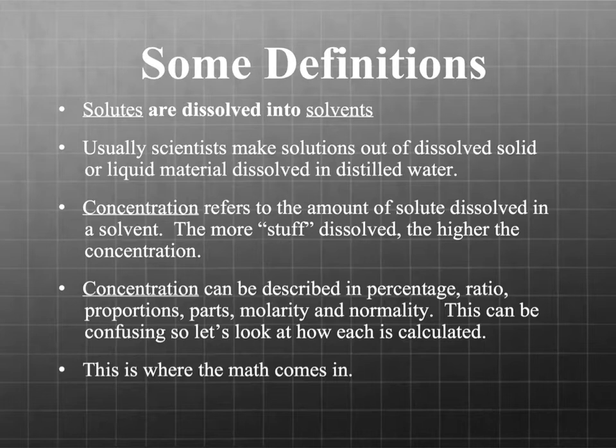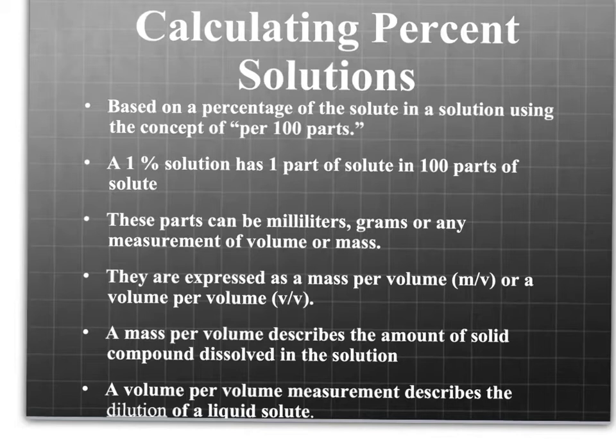So here's where concentration gets a little bit confusing and where we need our math. Concentration is described in a lot of different ways: percentages, ratio, proportions, parts, molarity, normality. It can be confusing, so we're going to look at how a few of the common ones are calculated. So if we're going to calculate percent solutions, we're looking at a percentage of the solute in a solution using the concept of per 100 parts. So a 1% solution has 1 part of the solute and 100 parts of the solvent. Sorry, that should be solvent.